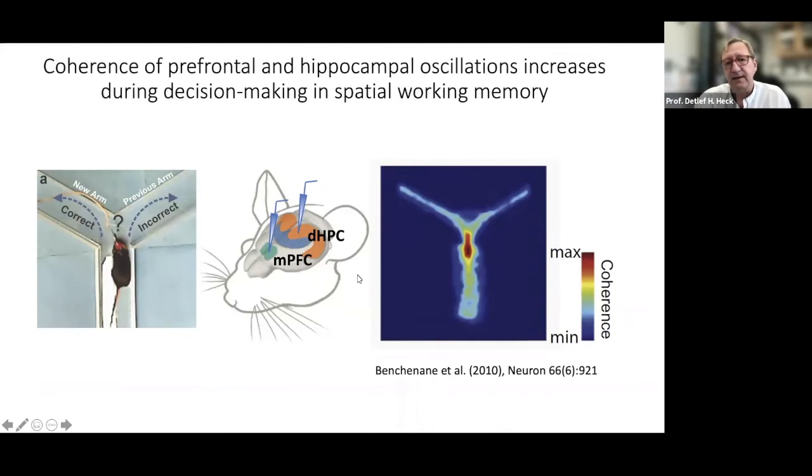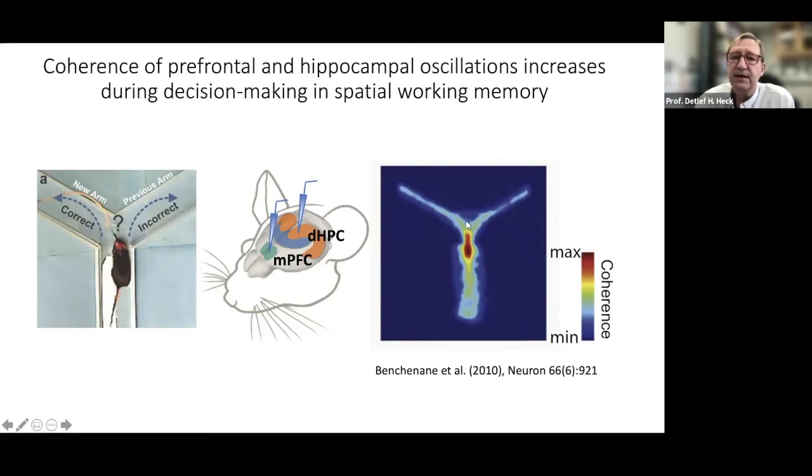And in a publication by Benchenane et al., and there are other labs that have shown very similar things, they measured neuronal activity in the medial prefrontal cortex and dorsal hippocampus, and analyzed the coherence of oscillations between these 2 structures. Coherence of oscillations is a measure of phase stability, of a stable phase relationship between 2 oscillations. I will say a little more about why that is relevant functionally. The coherence value here was highest when the mouse was at the decision point of the Y maze.